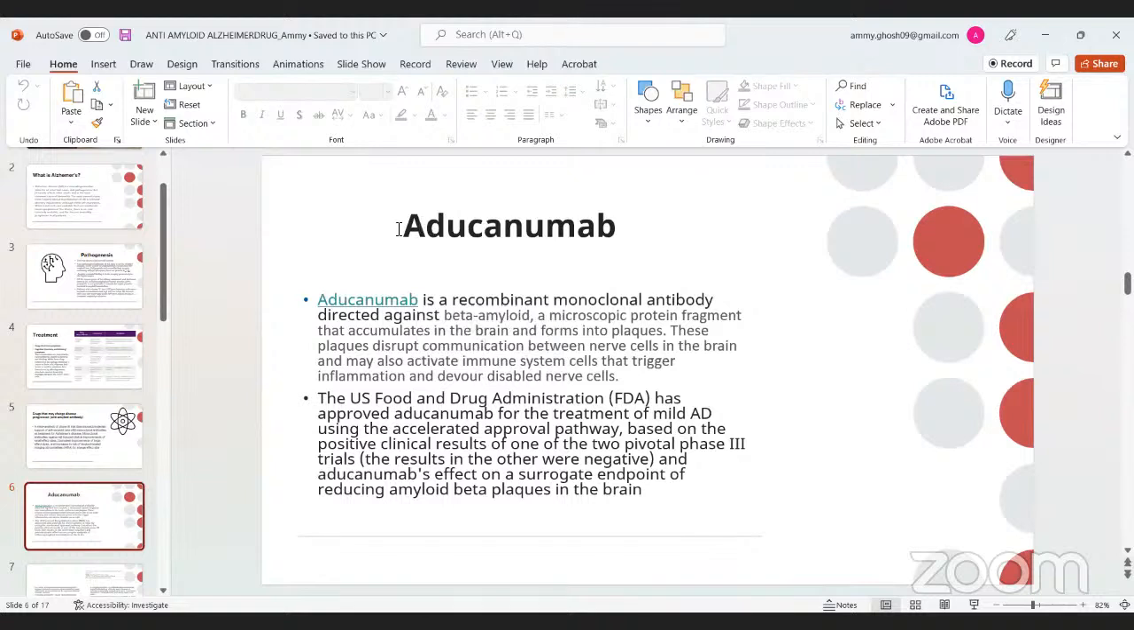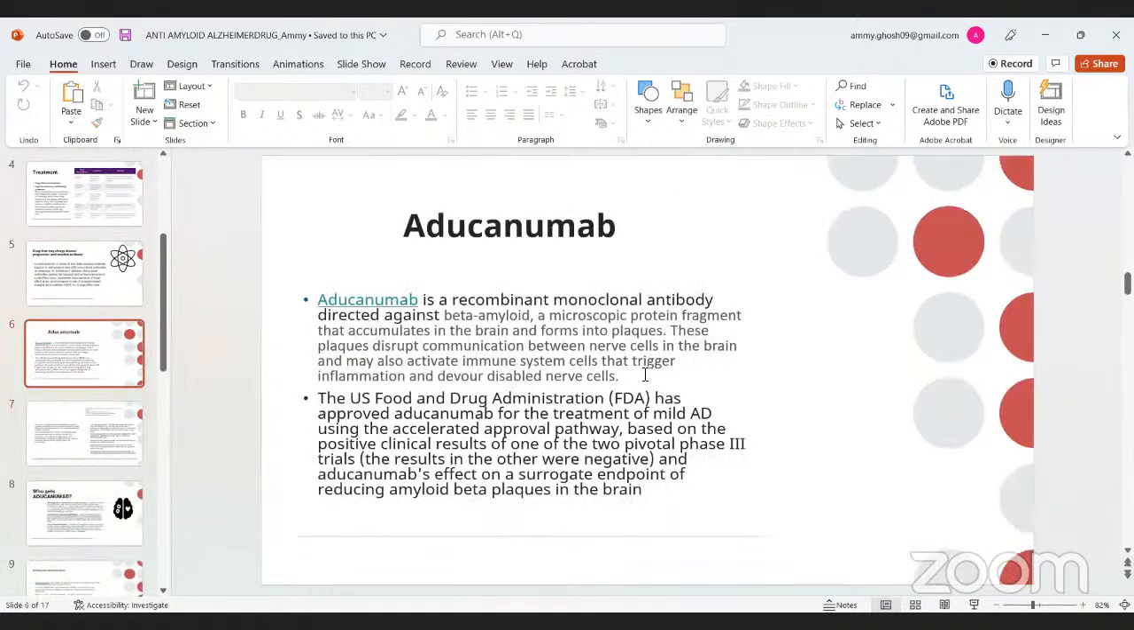The name of the drug is aducanumab. This is a recombinant monoclonal antibody directed against beta amyloid. Beta amyloid is a microscopic protein fragment that accumulates in the brain and forms plaques. These plaques disrupt the communication between nerve cells in the brain and may also activate immune system cells that trigger inflammation, disabling nerve cells.